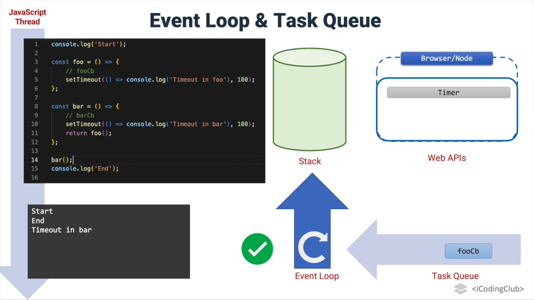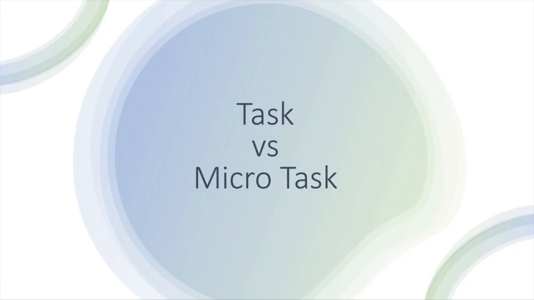Once that operation is done, it's out of the stack, and then the foo callback comes into the picture. In the same way, the foo callback will enter the stack, and once it gets executed, it will print timeout in foo. This is the way multitasking, the task queue and the event loop actually work. But is it the end of the story? No, we have one last thing we need to understand, that is the microtask concept.